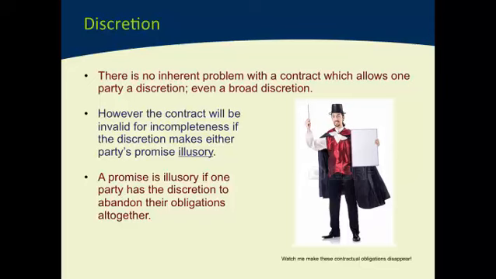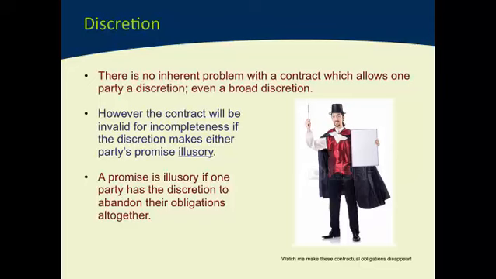And what do we mean by that? What's an illusory promise? Well, an illusory promise is one that lets you abandon your obligations altogether. So an example of an illusory promise might be, I will mow your lawn, you will pay me $20 and I will mow your lawn unless I decide not to. Now you can see that there's a discretion there, unless I decide not to.